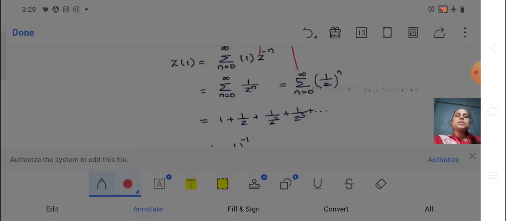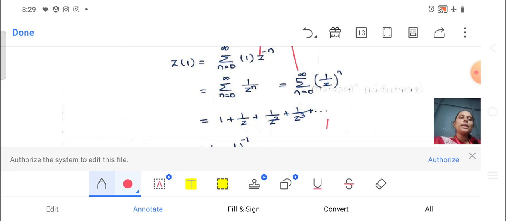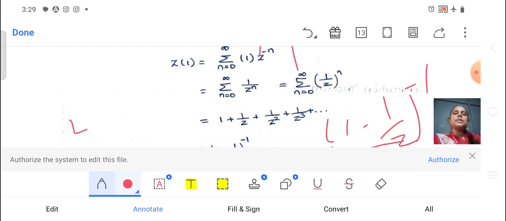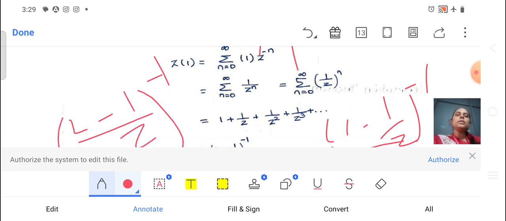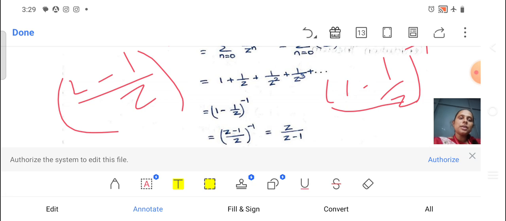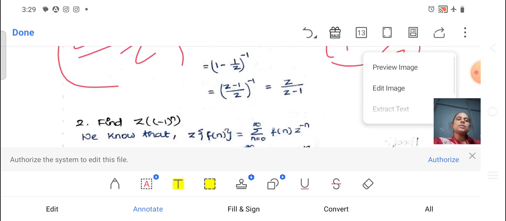Next, here we use the binomial formula: 1 minus 1 by z whole power minus 1. Next, taking the LCM, z divided by z minus 1, taking the reciprocal. So z divided by z minus 1. This is the answer.